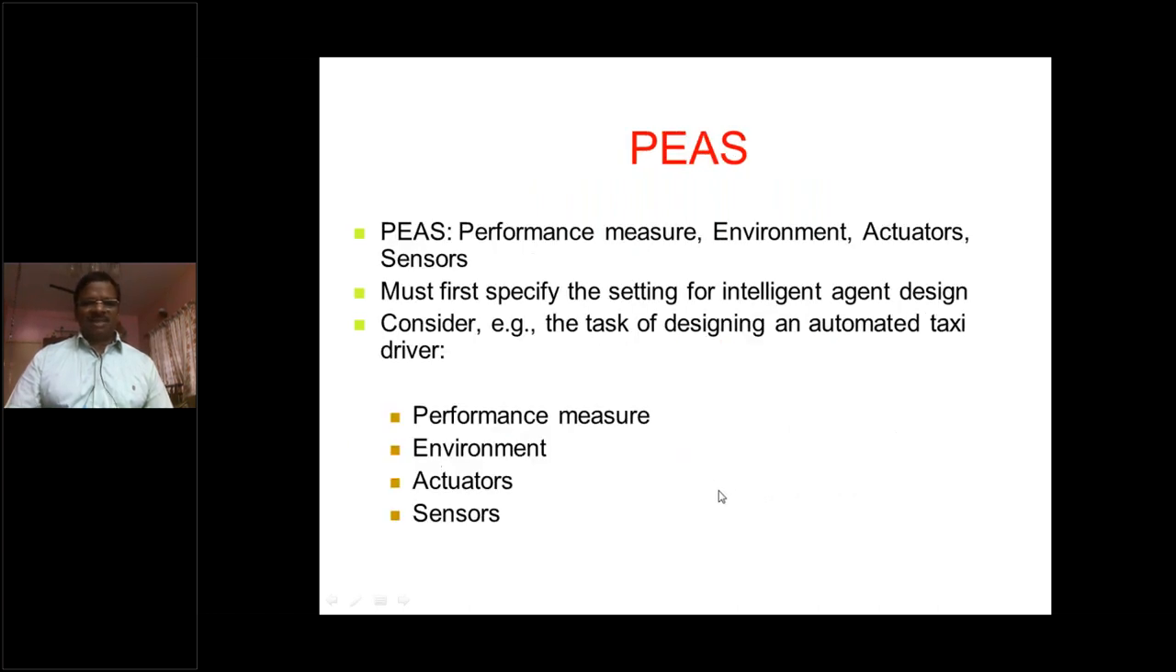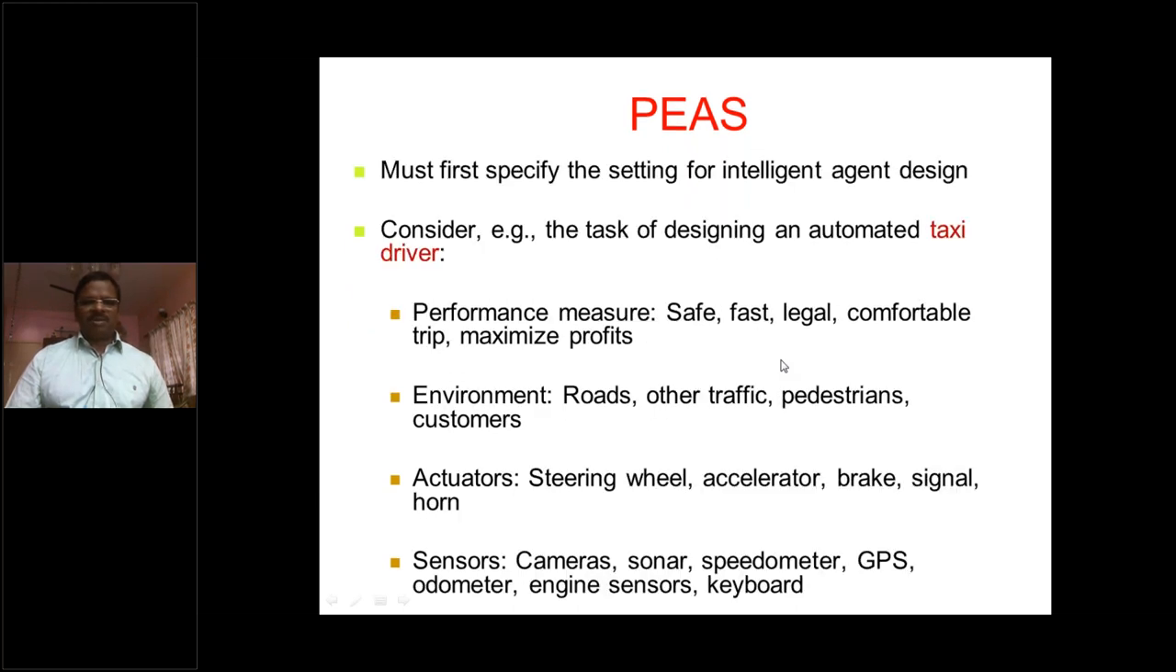So what is PEAS? Performance measure, environment, actuators, sensors. We must first specify the setting for intelligent agent design. For example, the task of designing an automated taxi driver. What is an example of a performance measure? Whether the driver drives safely, fast, legally, comfortably, a comfortable trip, and maximizes profit.